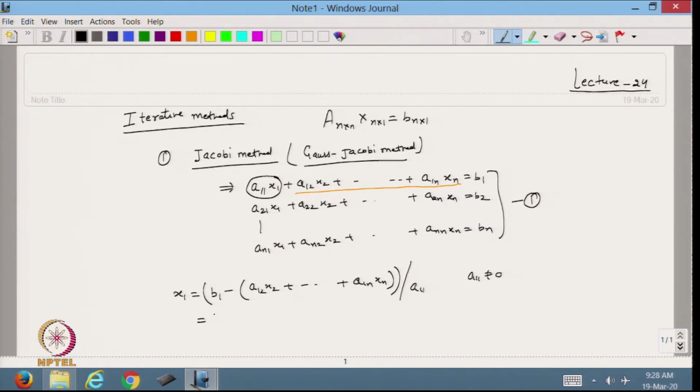So this can be written as b1 minus the summation of a1j xj, where j is from 2 to n, that is, j is not equal to 1, divided by a11. That is my x1.